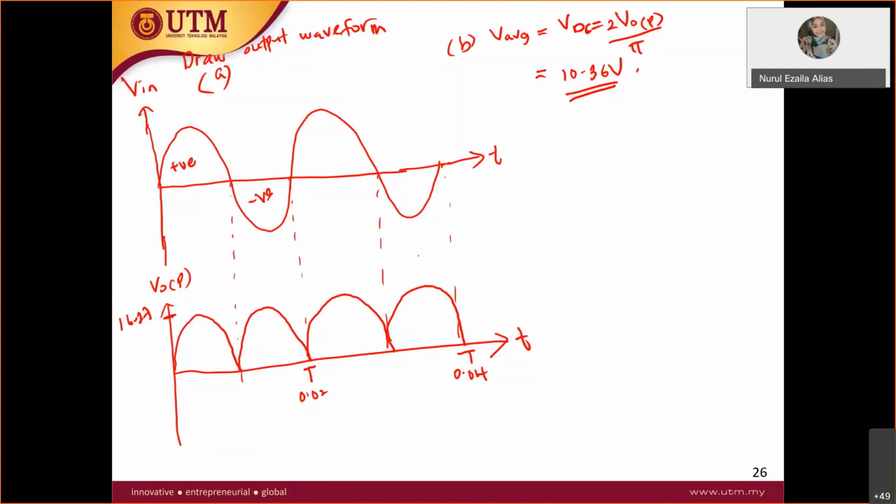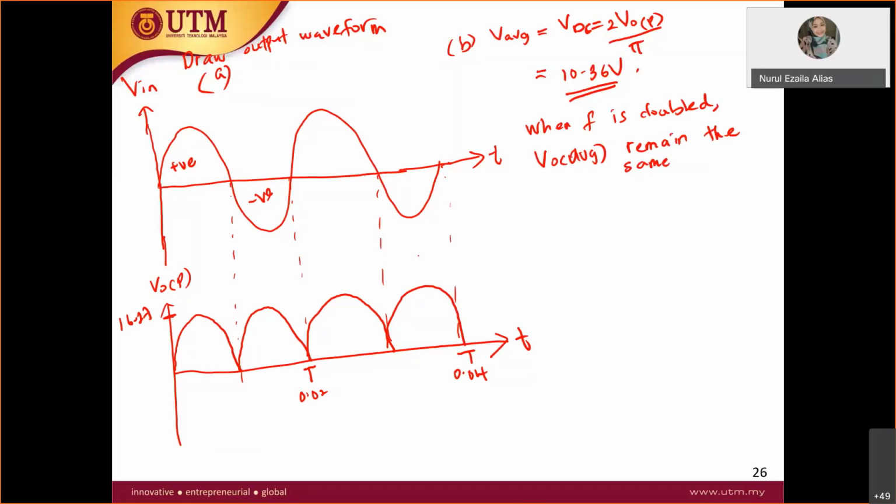To answer that question: when frequency is doubled, V output average remains the same. That's the answer.